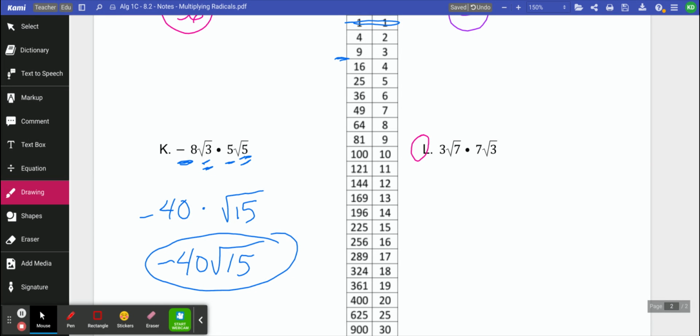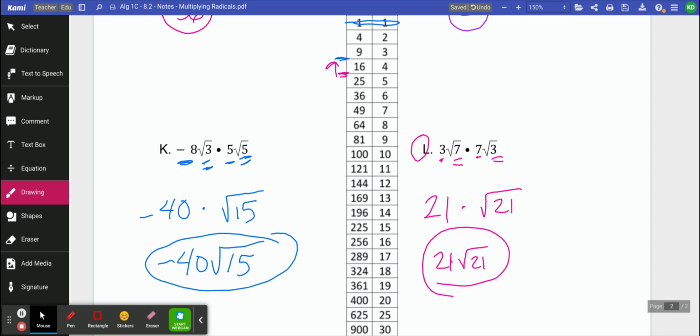And our last example here, same idea. 3 times 7 is 21. 7 times 3 is also 21, but that part is inside of a radical. And we're going to check all the numbers smaller than 21. Is 21 divisible by 16? Is it divisible by 9? Is it divisible by 4? No to all of these. So radical 21 is our answer.